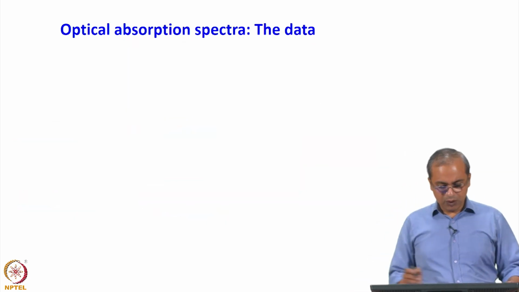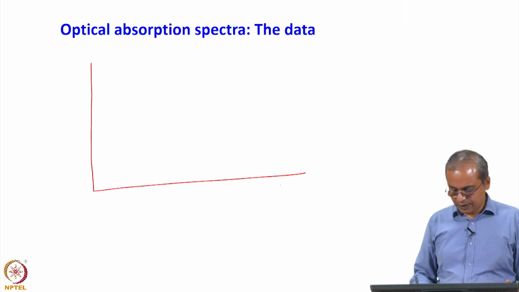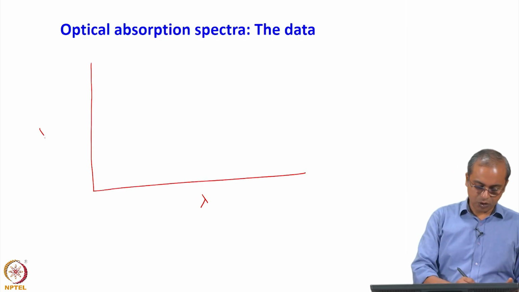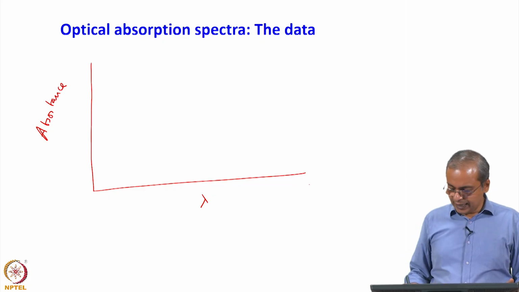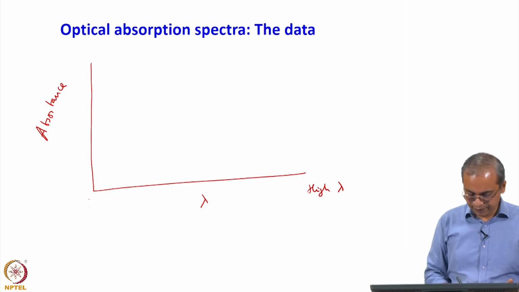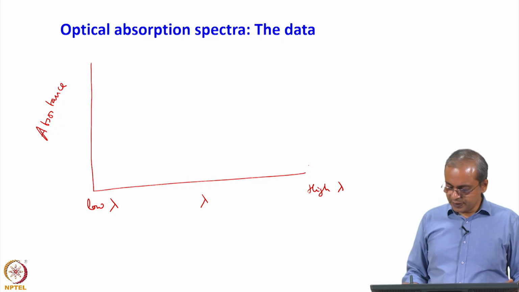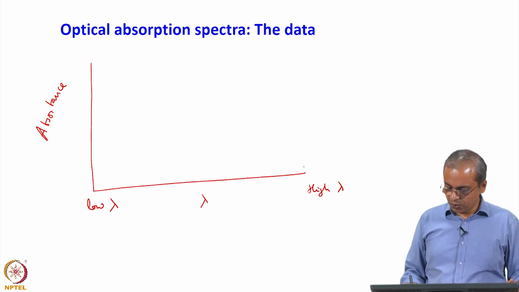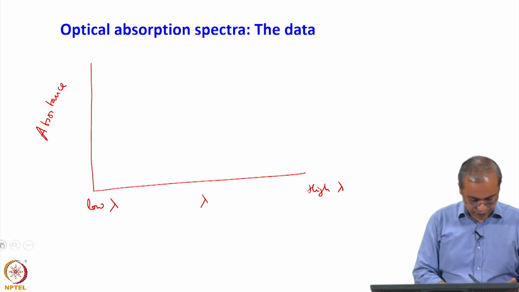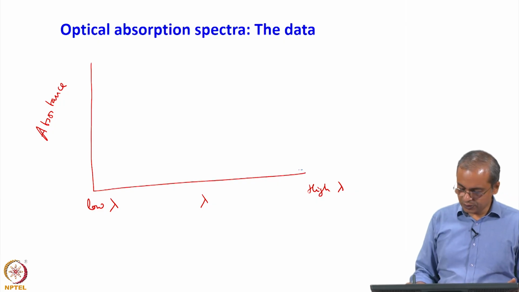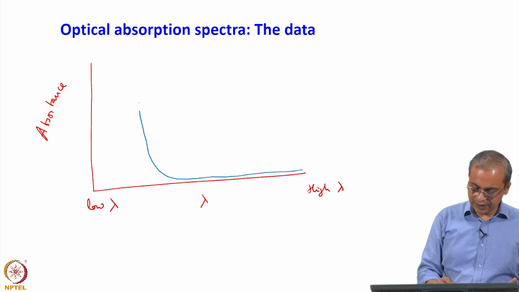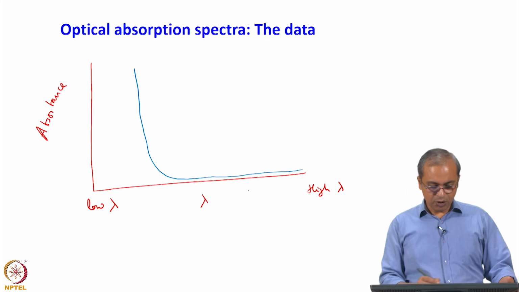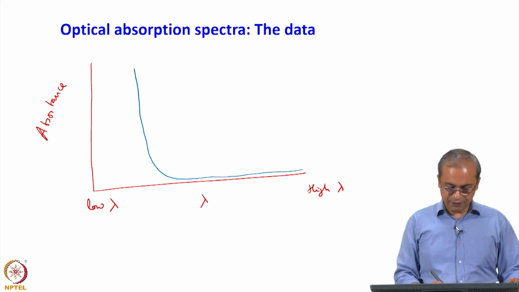So the data will look roughly like this. You will have, say, lambda here, and you will have absorbance, and so this is high wavelength, this is low wavelength. What you will see is, as you come from high wavelength, which means low energy, you will simply see data that looks like that. So no absorption is happening as you keep on lowering the wavelength, and then suddenly at some point you will start seeing an increase, right. So this absorption that you see here, some knee is there for this curve.